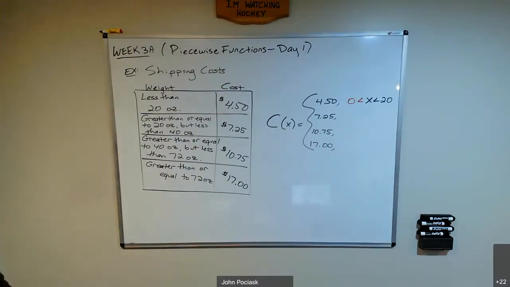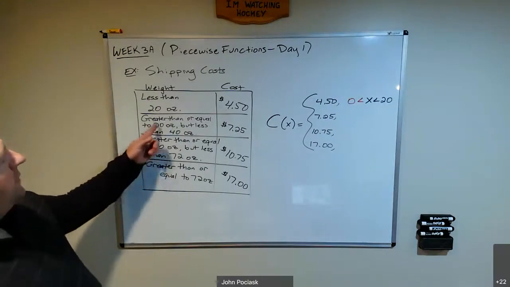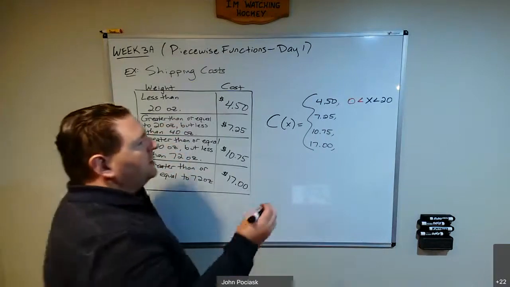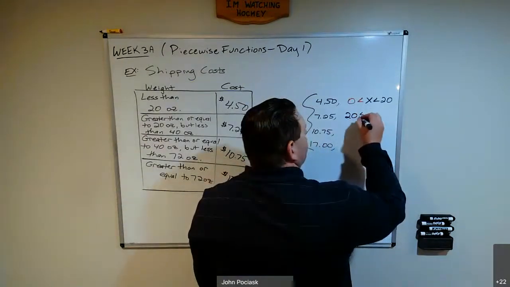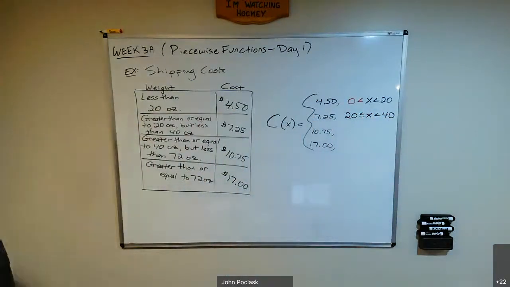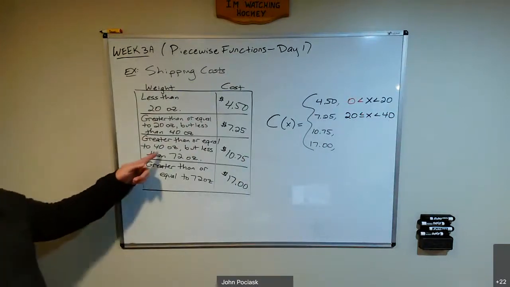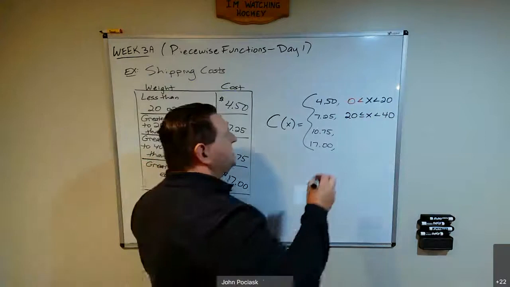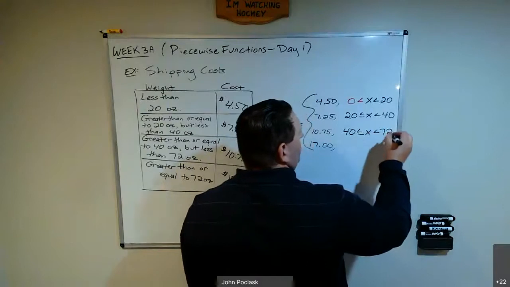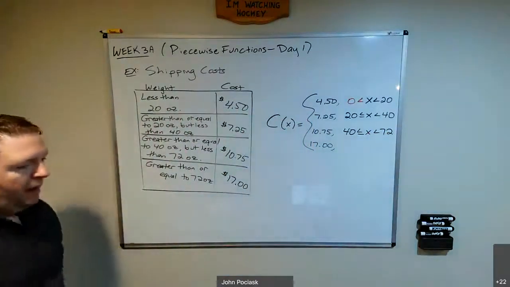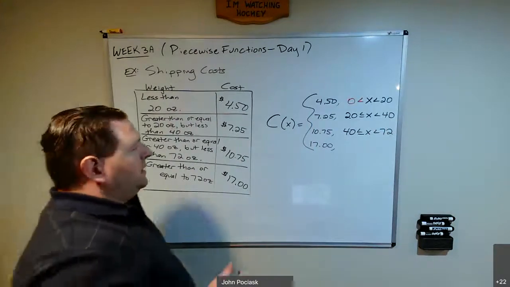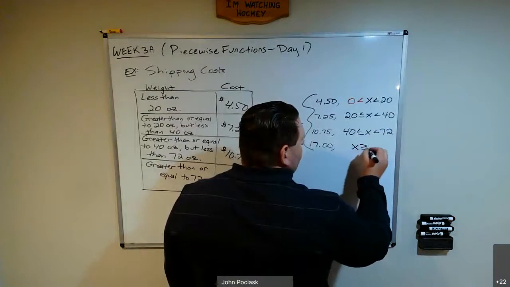The rest of them are pretty straightforward. You've got greater than or equal to 20, but less than 40. So these are now compound inequalities. So 20 is less than or equal to X, which is less than 40. Next one goes greater than or equal to 40, but less than 72. And then the last one, greater than or equal to 72 ounces. So X is greater than or equal to 72.